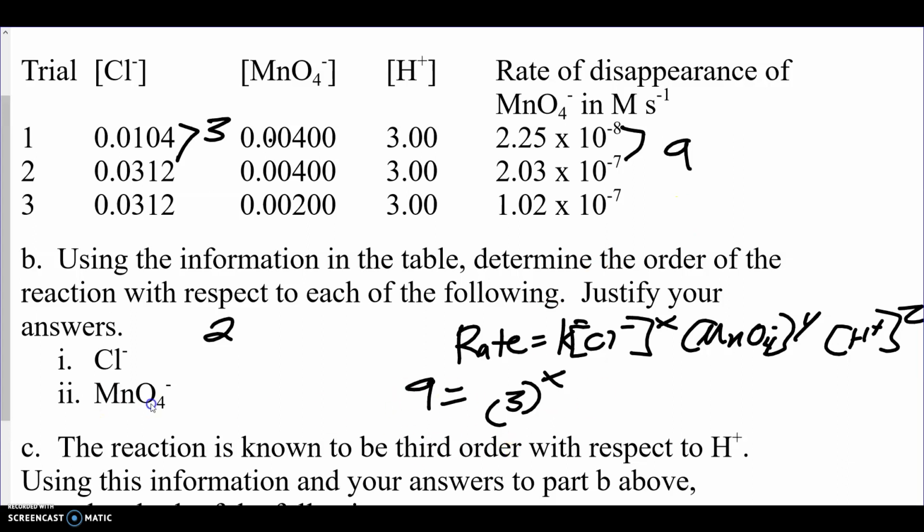Okay, now we're going to do the same thing with the permanganate ion. We're going to look at experiments 2 and 3 here, because chloride and hydrogen are being held constant, but we are changing the permanganate. You can look at this 2 different ways. I have a tendency to like looking at it from whole numbers, so I'm actually going to compare 3 to 2 versus 2 to 3.